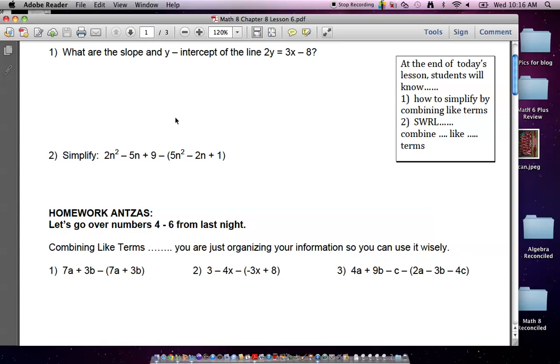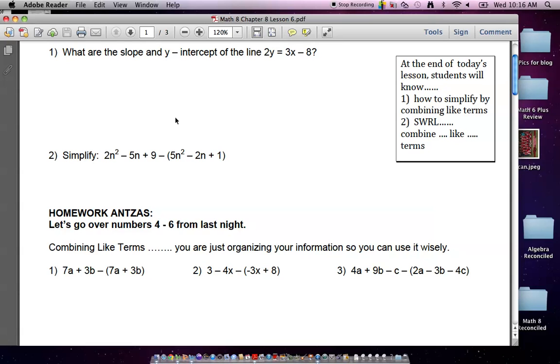So let's take a look at the first question on the do it. What are the slope and the y-intercept of the line 2y equals 3x minus 8? Did anybody think the slope was 3 and the y-intercept was negative 8? No. That's good. If nobody thought that, we're definitely in the right direction.